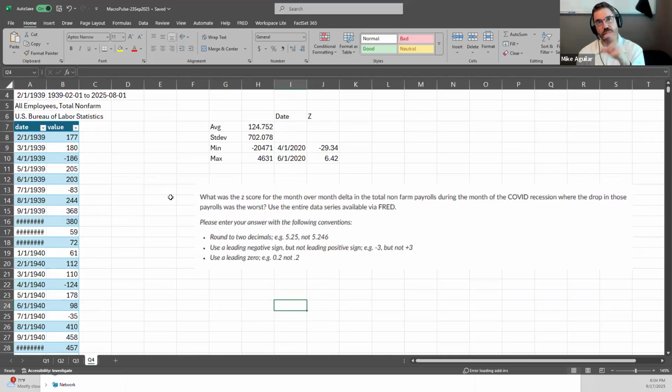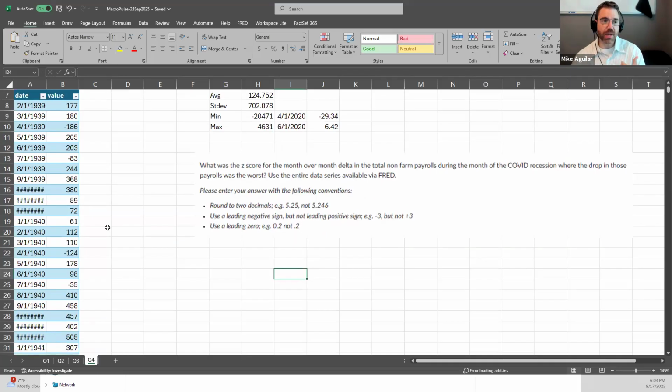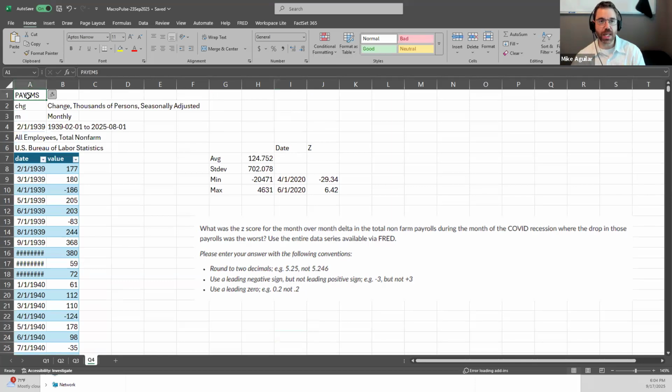Okay, so Z-scores, if you remember, are the observation minus the average divided by the standard deviation. That means we need to compute the average and standard deviation. Over what period? It says use the entire data series available on FRED. So we're going to have to go back and grab all of the PAYEMS data, change monthly, and you could leave A4 blank and I'll give you everything. It goes all the way back to February 1939. So you can grab all that data.